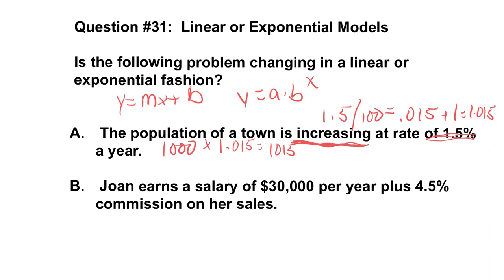Now next year, if we're going to do that again, we're going to start with 1,015. And then we're going to multiply that by the same number, 1.015. And that's going to give us about 1,030. So we're getting this by multiplying whatever the ending population is by the growth factor 1.015. So this obviously is going to be exponential.